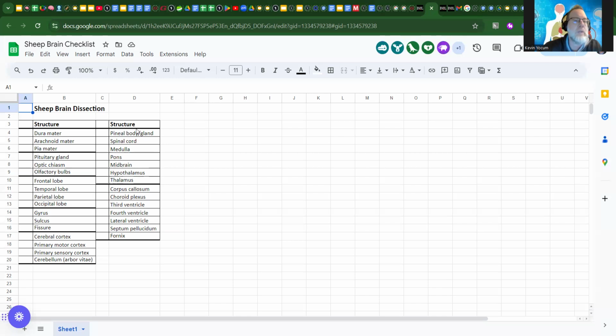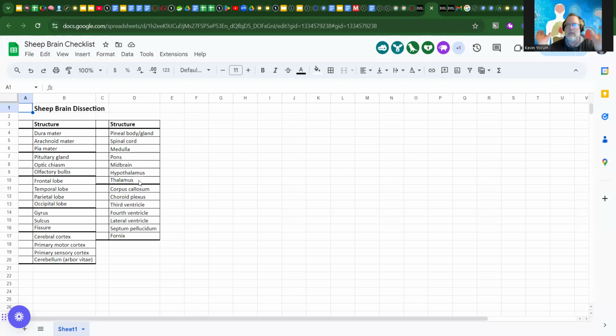We're going to dissect the brain. Most of this stuff here, we're going to be able to see without doing a heck of a lot except for removing the dura mater. Once we do that, all of these items we're going to be able to locate and identify. The rest of these, we'll definitely want to do a mid-sagittal slice.